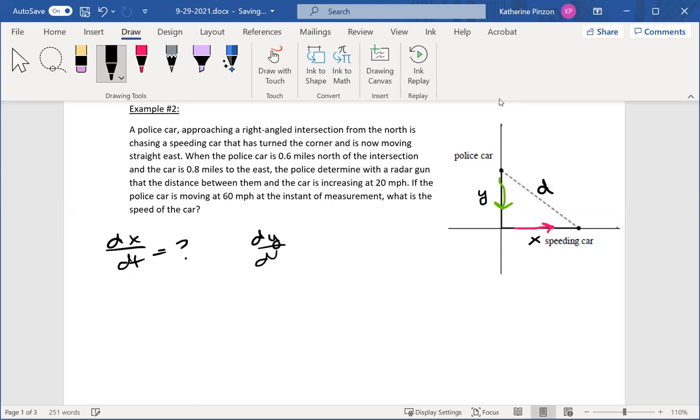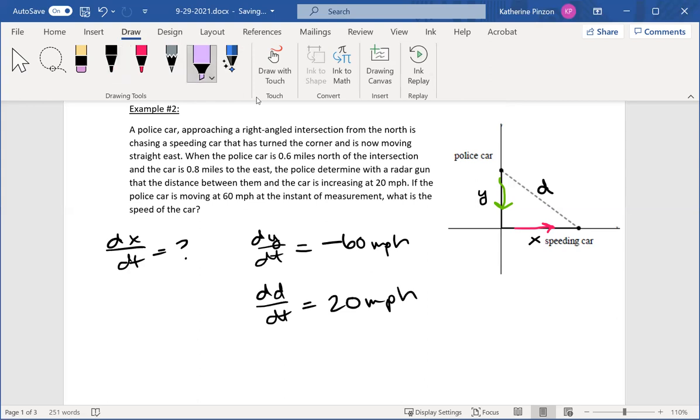What is dy/dt? Negative 60 miles per hour, because dy/dt was the police car. His distance is getting smaller, so it's a negative number, towards the intersection at 60 miles per hour. And how about dD/dt? It's 20 miles per hour. Positive, because they tell us this is increasing. When these numbers, y is 0.6 and x is 0.8.